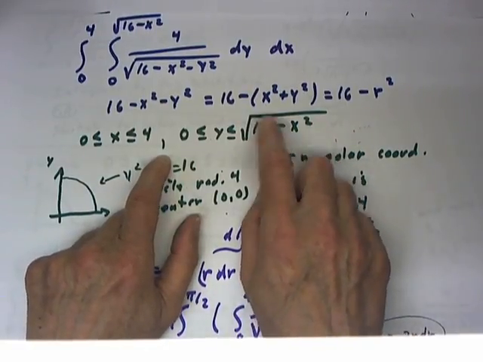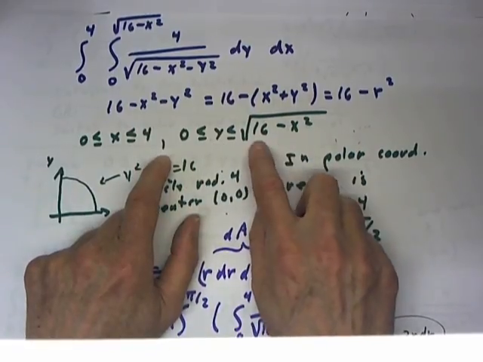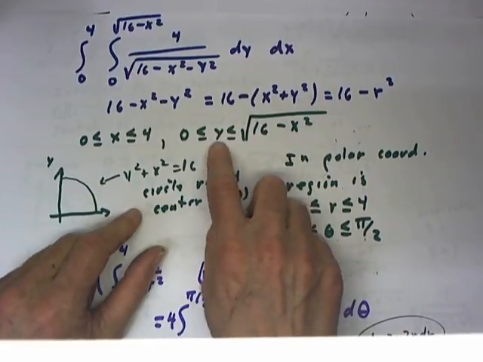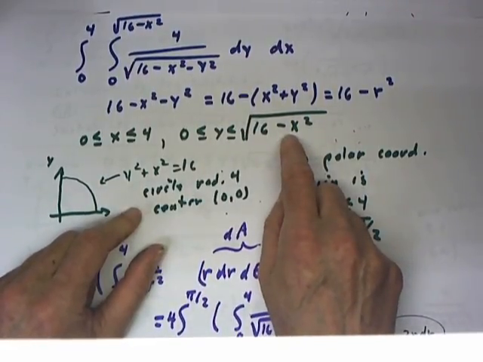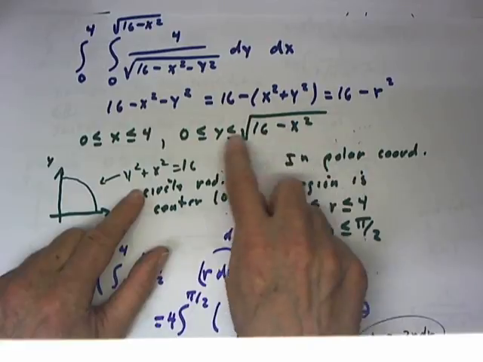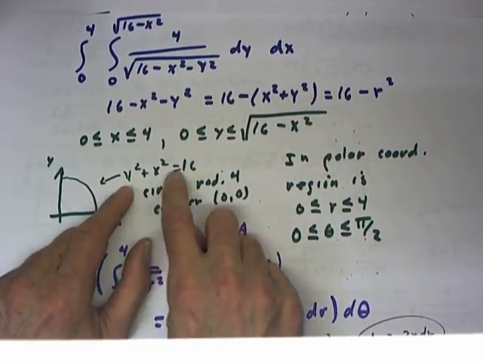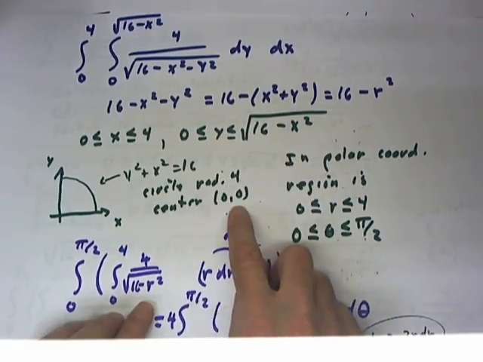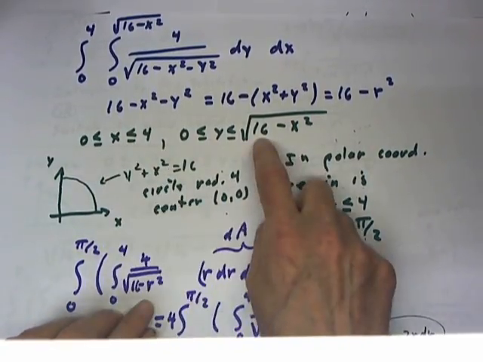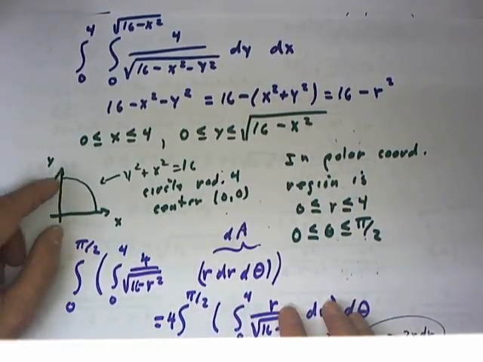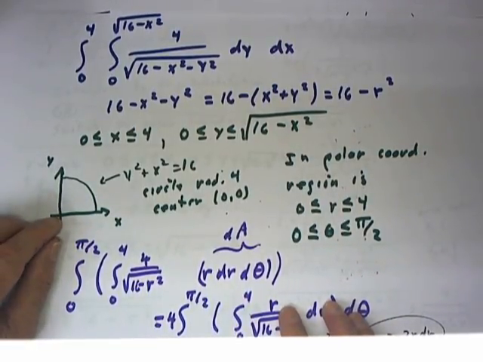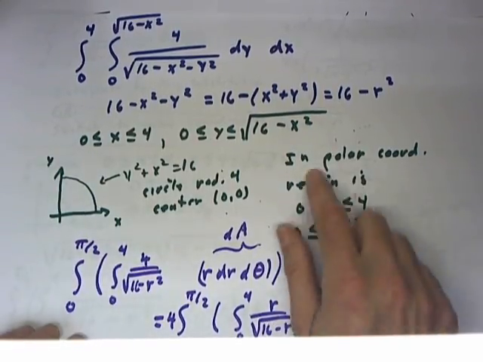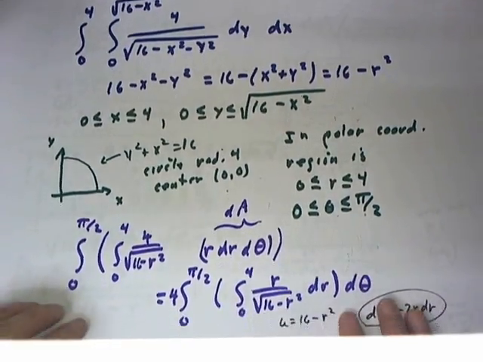That region, since the upper limit on y is the square root of 16 minus x squared, that means that at the upper limit, y is the square root of 16 minus x squared, which is easily rearranged, square both sides, etc., into y squared plus x squared equals 16, a circle of radius 4 with a center at 0, 0, so that this region clearly becomes this region, where r goes from 0 to 4 and theta goes from 0 to pi over 2, so that in polar coordinates, here's our region.